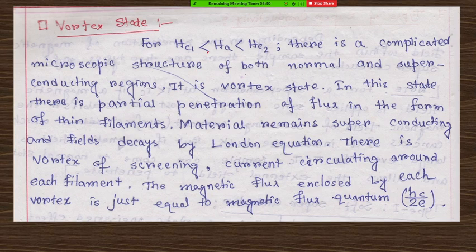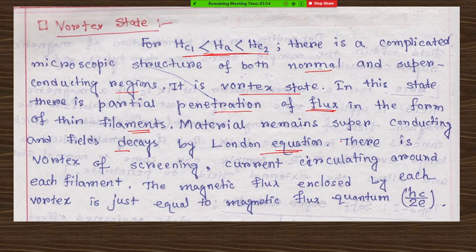It says that for the field between these two regions, this is the lower critical field, this is the upper critical field. The applied field between these two fields, there is a complete microscopic structure of both normal and superconducting regions. This is the mixed phase of the normal and superconducting phase. It is called the vortex state. In this state, there is a partial penetration of the flux, in the form of thin filaments. The material remains superconducting, and the field decays by the London equation. London equation we will discuss in the next class.